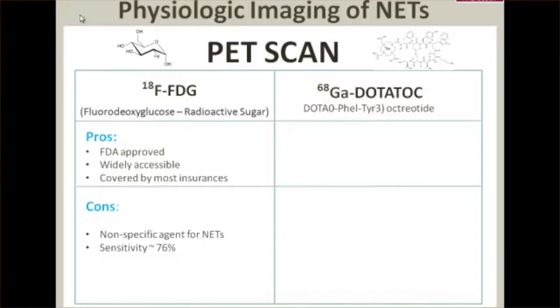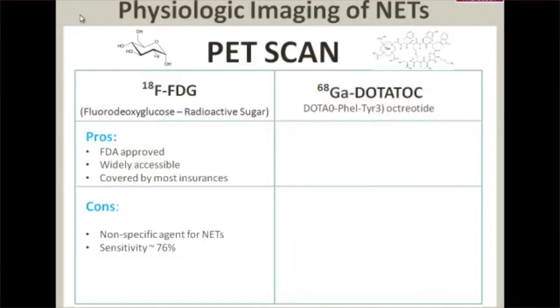So what happens is any cells that are hungry, any cells that are dividing faster, cells perhaps that are fighting infection, that are healing, they need more energy. So they're going to keep taking up more and more of this radioactive sugar in the hopes that they can use it. Now, having said that, FDG is great for a whole big long list of other cancers.